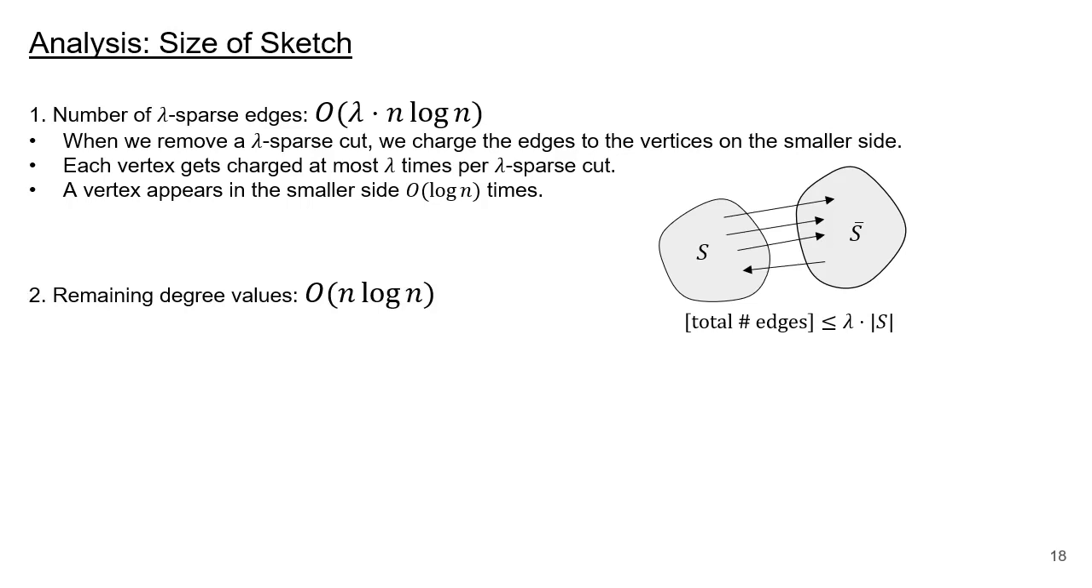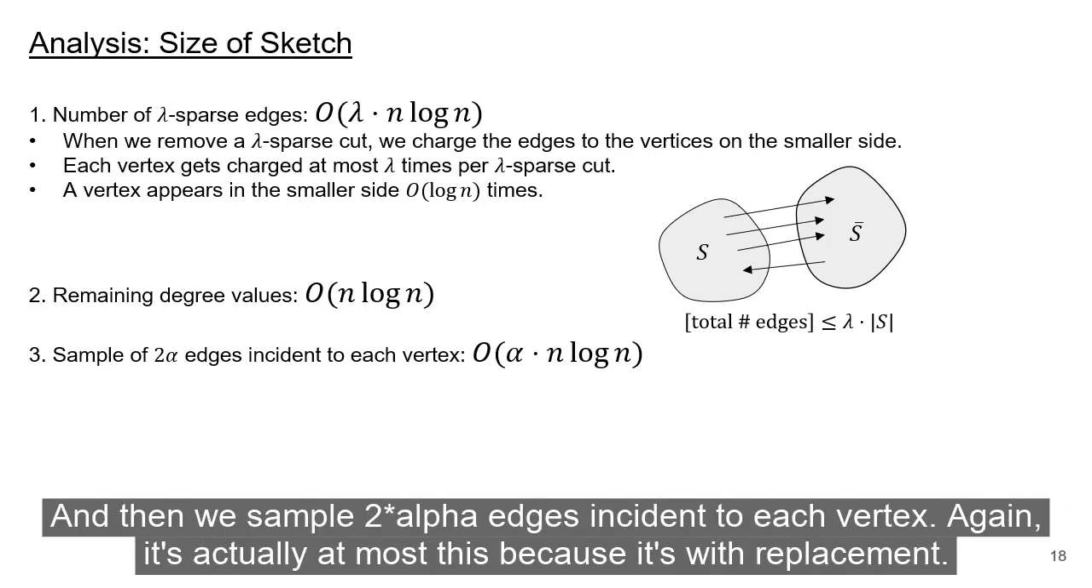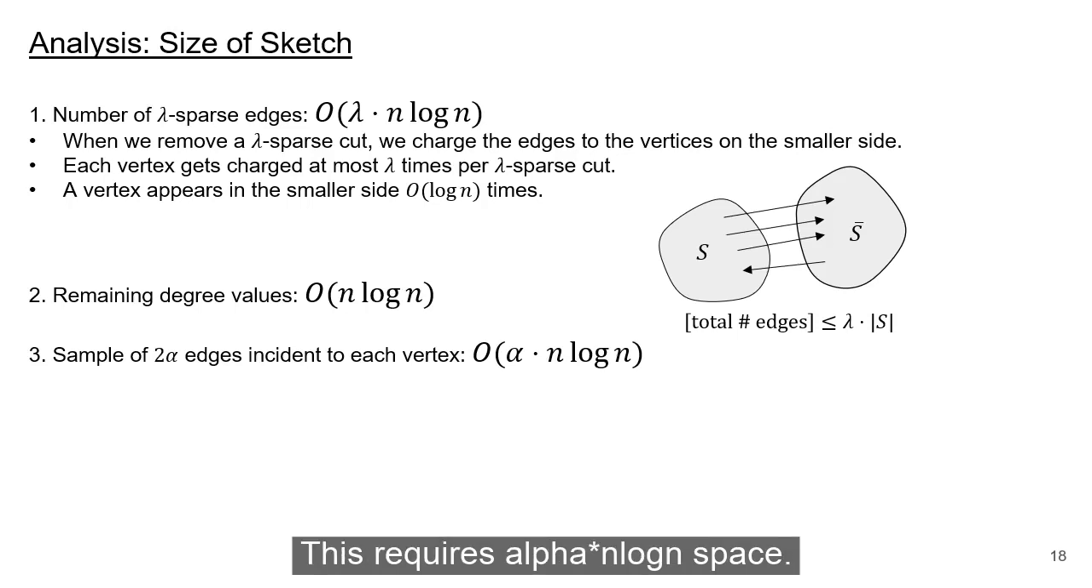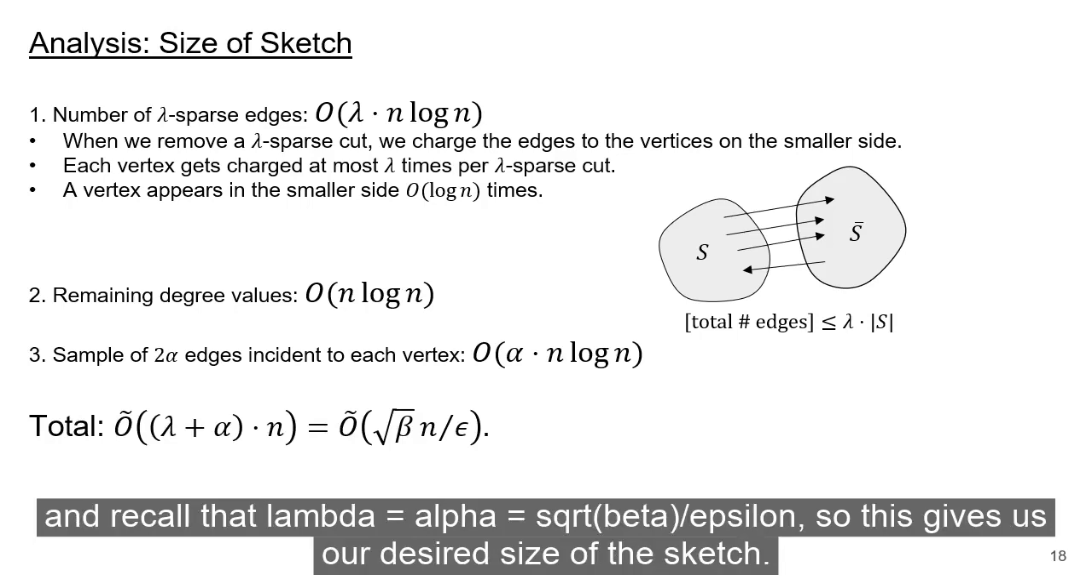To store the remaining degree values, this is simply a log n for each of the n vertices, so this is n log n. And then we sample 2 alpha edges incident to each vertex. Again, it's actually at most this because it's with replacement, and this requires alpha and log n space. So the total is lambda plus alpha times n, which is up to log factors. And recall that lambda and alpha are both root beta over epsilon, so this gives us our desired size of the sketch.